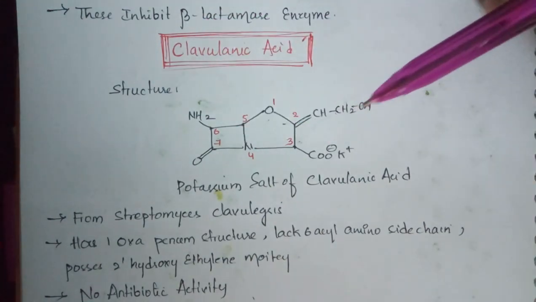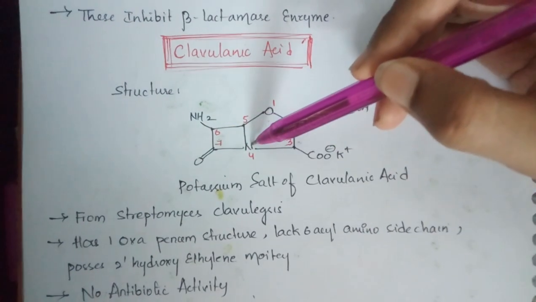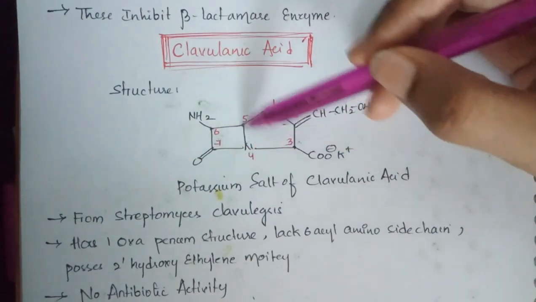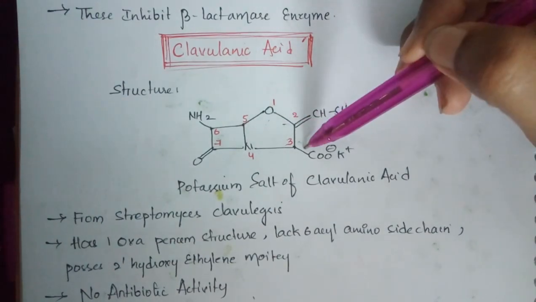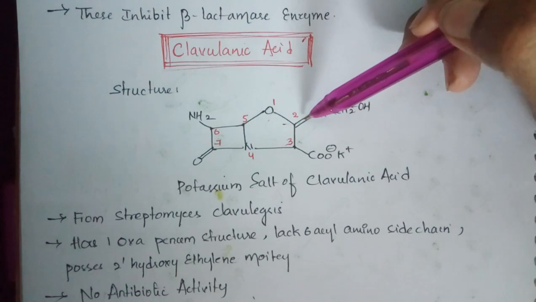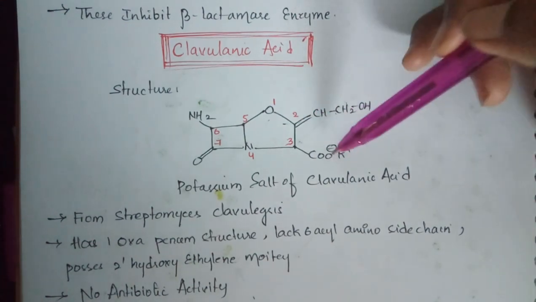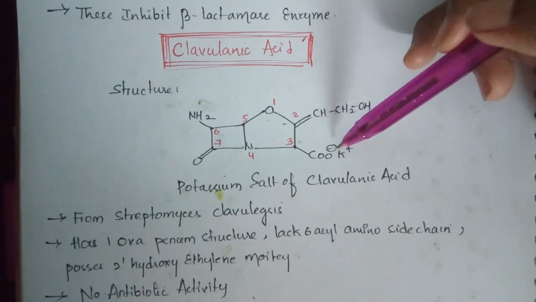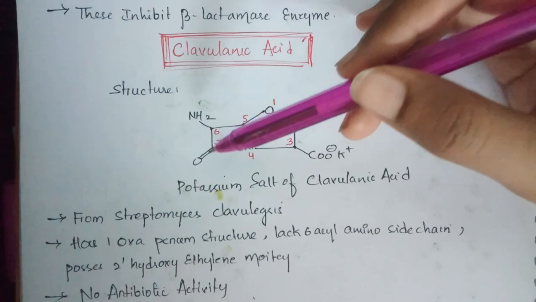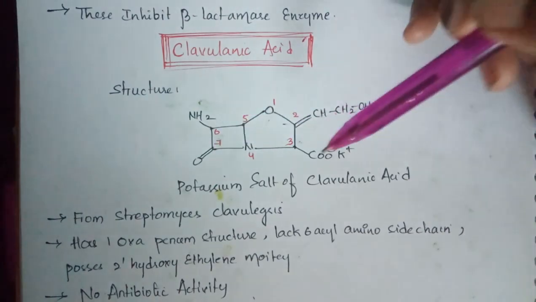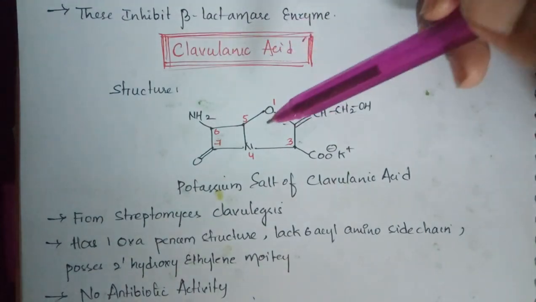If we go to the structure of clavulanic acid, you have a 4-membered ring with nitrogen. Next to nitrogen, join an oxygen with a carbon. Join these both to a carbon having a double bond CH, later CH to OH. Here you have the salt of the acid, that is potassium COO minus. Later on this side you have a double bond O and here NH2. This is known as the structure of clavulanic acid.